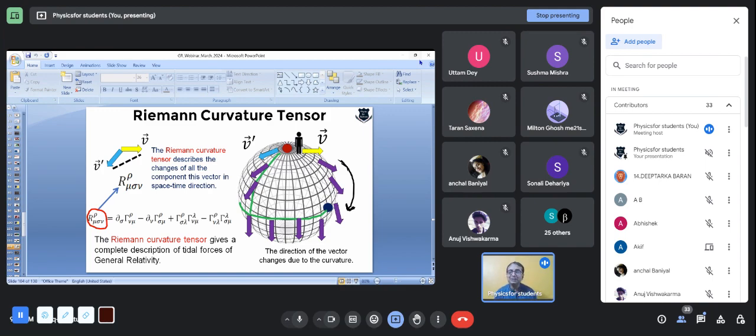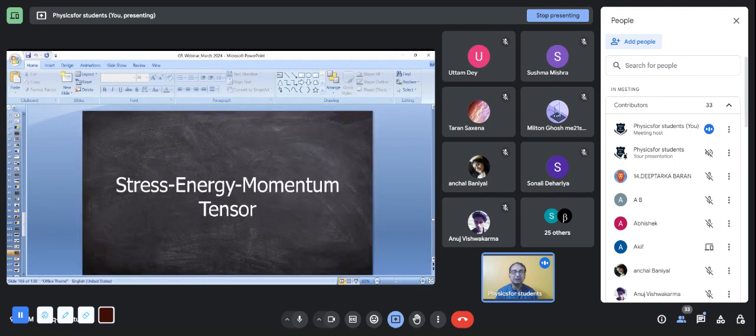And most importantly, these are symmetric tensors. So if you move clockwise or anti-clockwise, the measurement will be accurate. Okay, so this is the work of the Riemann curvature tensor.